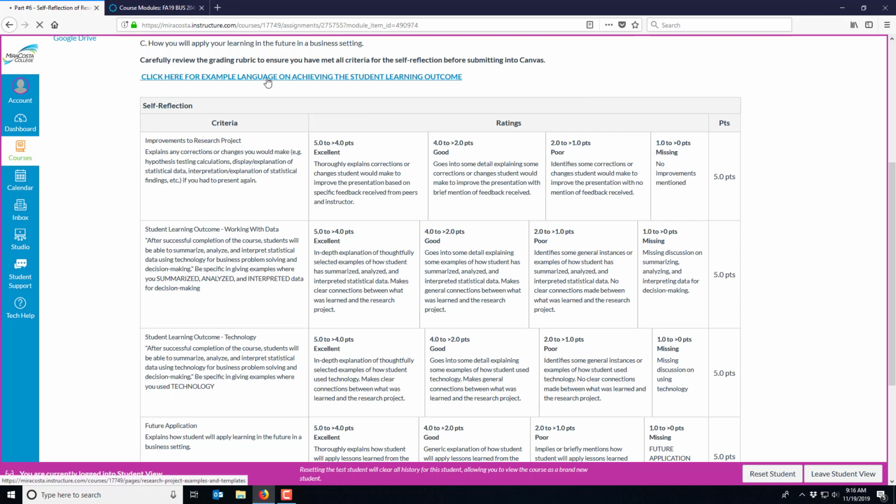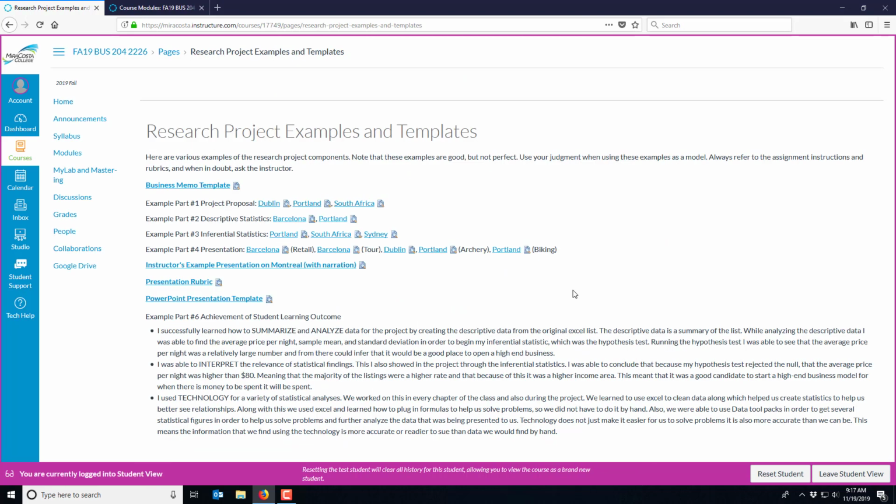So I'll go ahead and click on that. So hopefully this looks familiar. This is the page with all of the project examples and templates. But right here at the bottom, here's some example language on how students have described the way that they achieved the student learning outcome. So this particular student actually broke it out into 3 bullets, talking about summarizing, analyzing data, followed by interpreting, and then their use of technology.